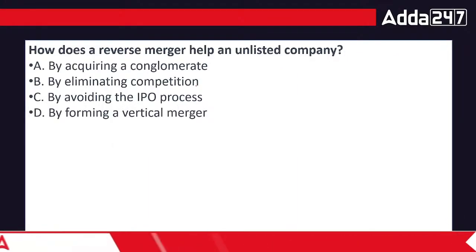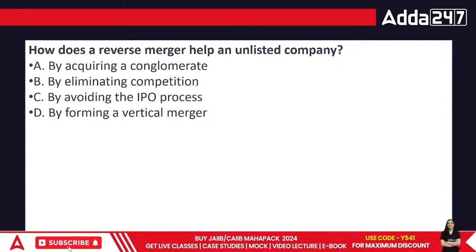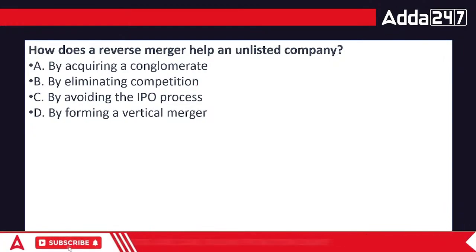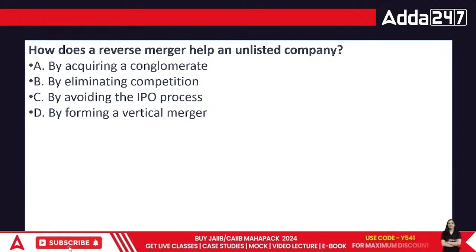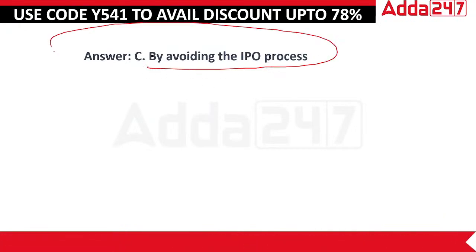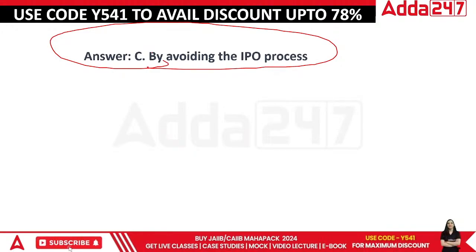How does a reverse merger help an unlisted company? By acquiring a conglomerate, by eliminating competition, by avoiding the IPO process, or by providing a vertical merger. The bigger company already has access to the share market. So technically, what is it doing? It is providing them an IPO on its own. It's a ready-made process which they are getting. Otherwise, it would have been a very troublesome issue for the business, isn't it?